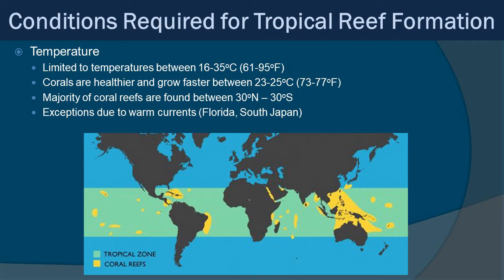If you look at the diagram or the image down below, you'll see the yellow areas are where you find coral reefs, and almost all of them tend to be in that zone. Now, there are a few exceptions. For example, Florida, we're a little bit above it, but that's because we have the Gulf Stream coming up. So those warm currents sometimes will push coral reefs a little farther north than they would normally be found.